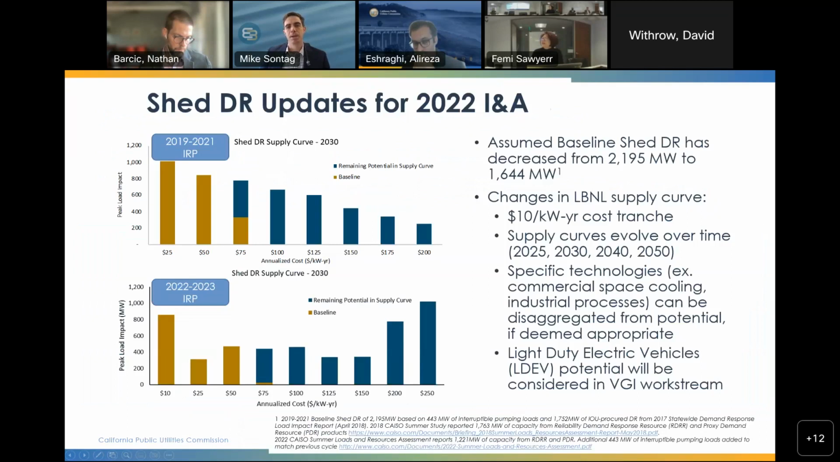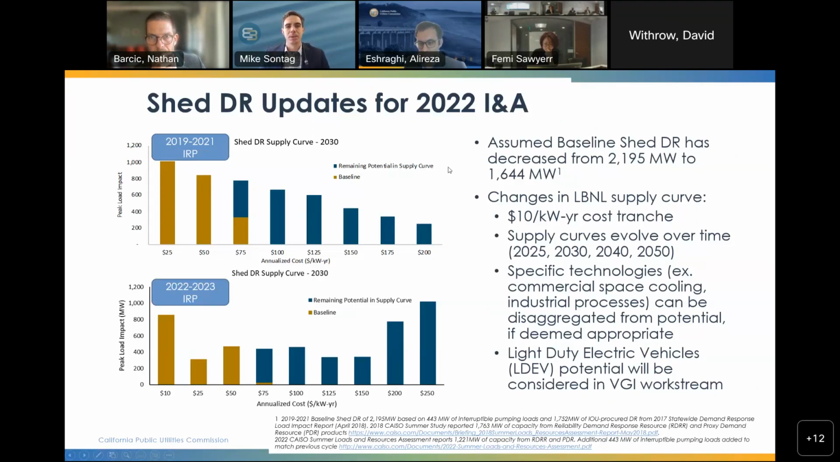So looking at shed demand response first, what these charts are showing is for a snapshot year of 2030. The x-axis are cost tranches for different levels of resource, and the y-axis is the incremental peak load impact for that cost tranche. So how to read this? If you look at the top left chart, we have about 1,000 megawatts of resource at $25 per kilowatt year. If you were to procure all of that and move to the next cost tranche at $50 per kilowatt year, you would have about 800 megawatts of resource. If you were to procure both of those tranches, you would have about 1,800 megawatts of resource in total.